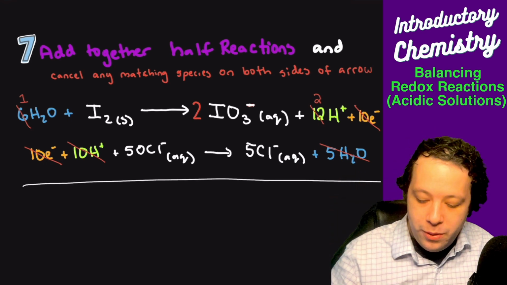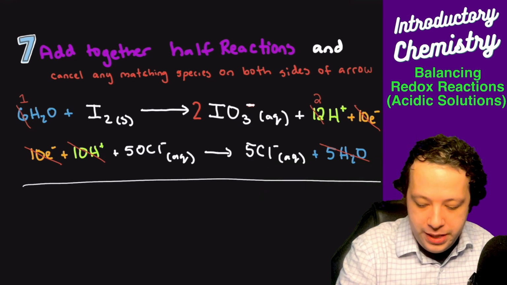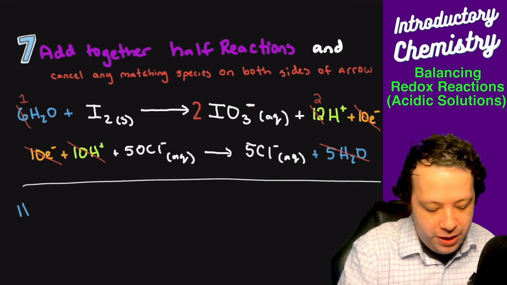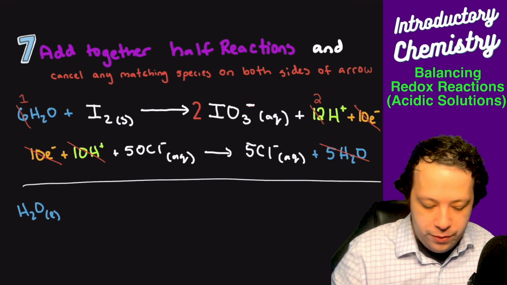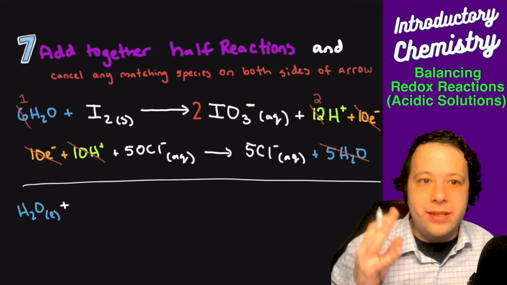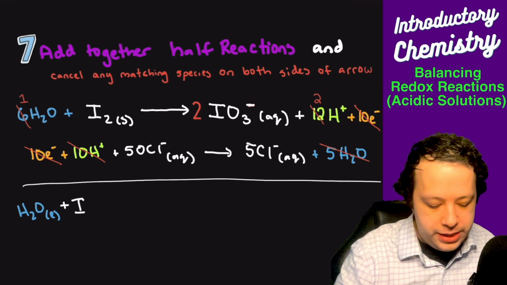So now we're going to take everything and add it together into one big reaction. And that's going to be our final answer, our balanced reaction. So, right, we have 1 water. And this is the part to be careful with. Make sure you're getting everything. It's so easy to actually miss something, right?